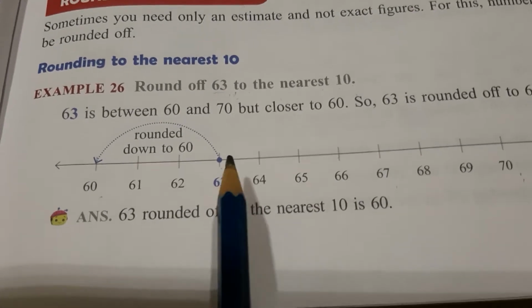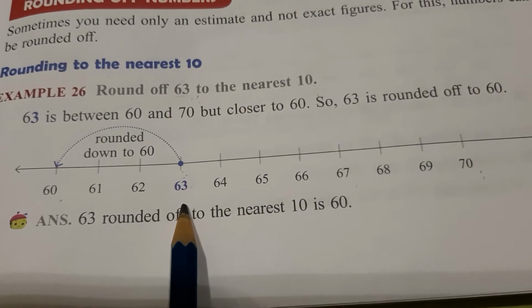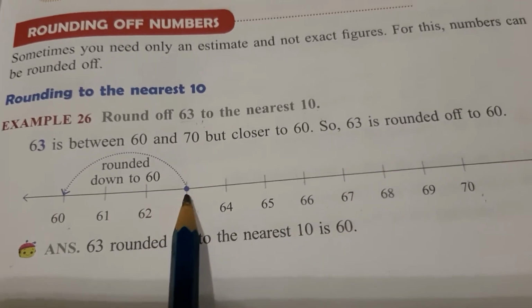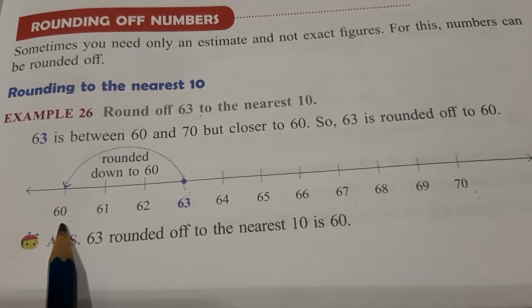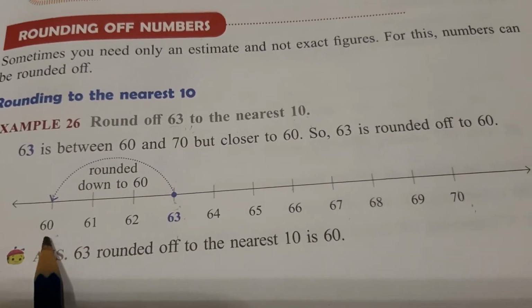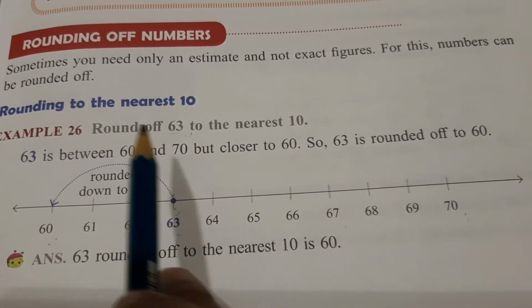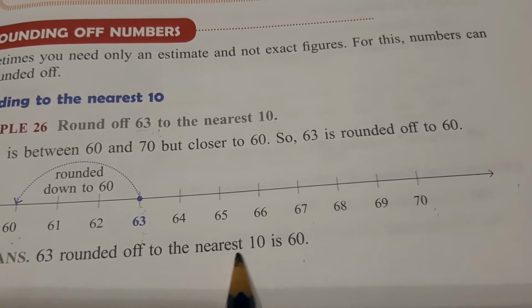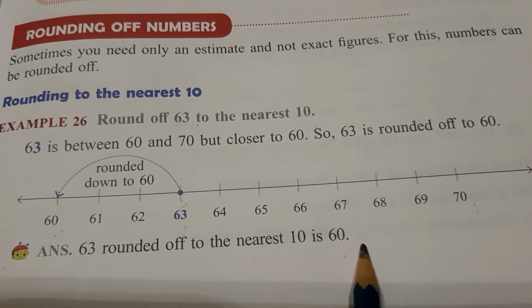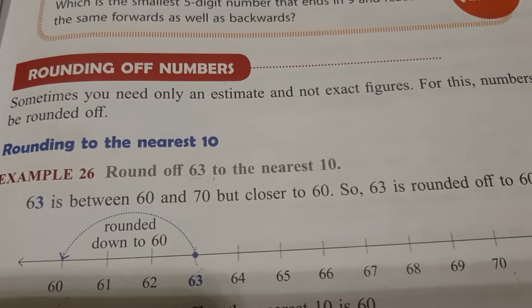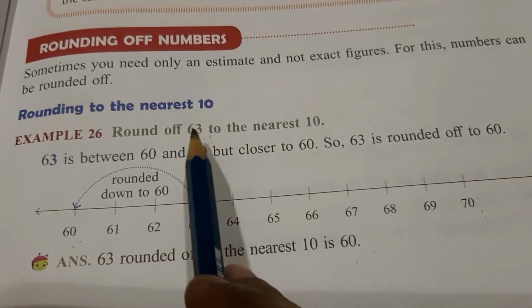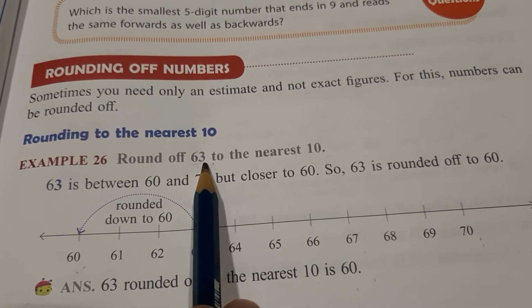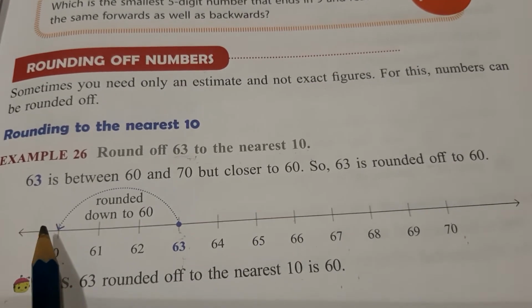Now we will see 63 is closer to which number, 70 or 60? From here you can easily see that 63 is closer to 60. So it means 63 is rounded off to 60. Rounded off to the nearest tens is 60. Without a number line also you can see that the last digit 3 is less than 5, so it will be rounded off to 60.